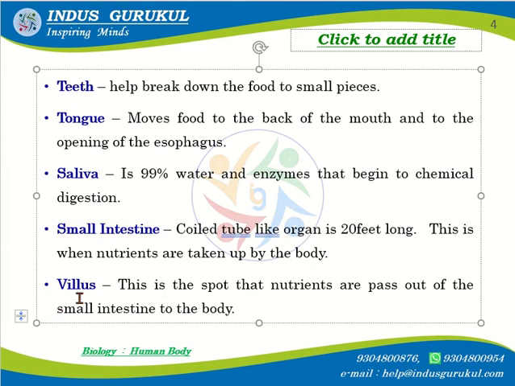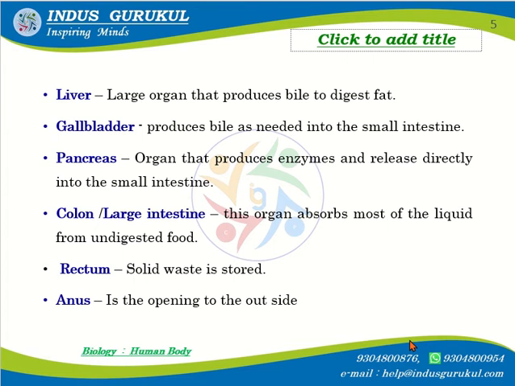This happens with the help of villi, plural of villus, because these villi are nothing but finger-like projections which help in providing a larger surface area for absorption. Further, the largest organ, the liver, produces bile, which helps in the breakdown of fat molecules, to digest the fat which we eat. The gallbladder releases bile, and the pancreas releases enzymes like pancreatic juices. They all dump into the small intestine directly.